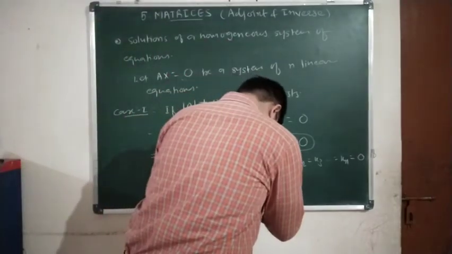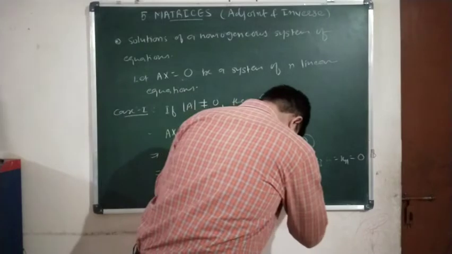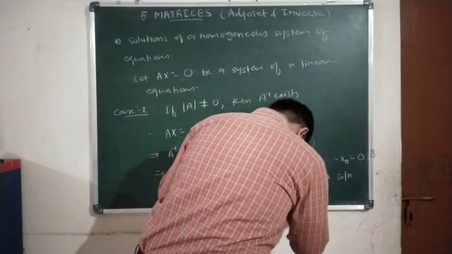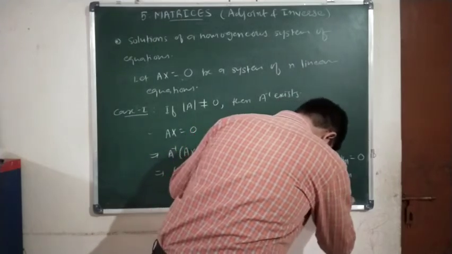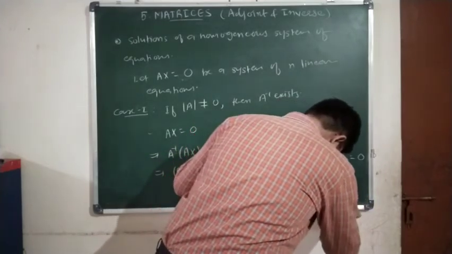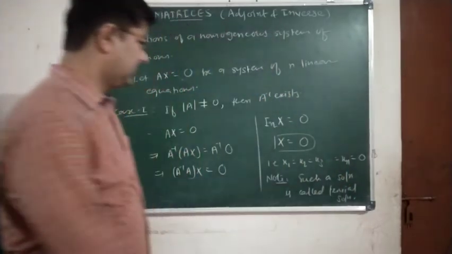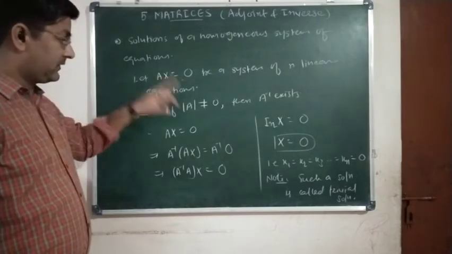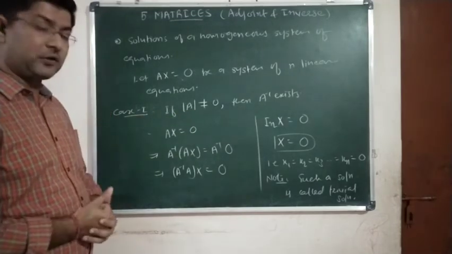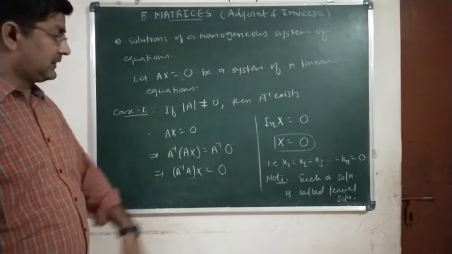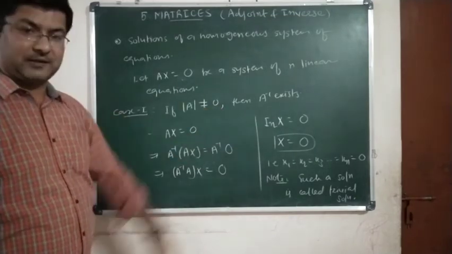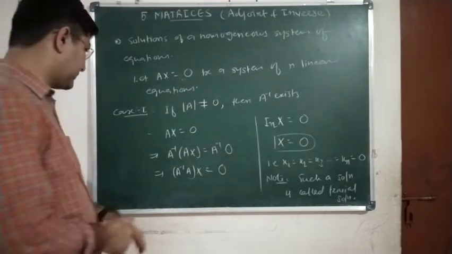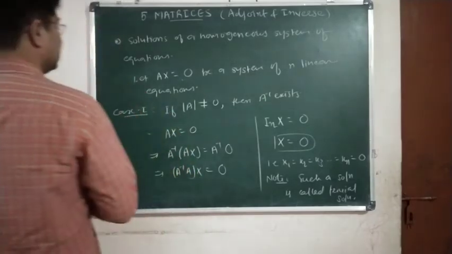Such a solution is also called a trivial solution. So we'll note down that such a solution is called the trivial solution. Clear? Understood? So this is case 1. If determinant of A is not equal to 0, or in other words A is a non-singular matrix, then matrix X, that is the required matrix, is a null matrix. So we will get the trivial solution. Now let us discuss the second case.